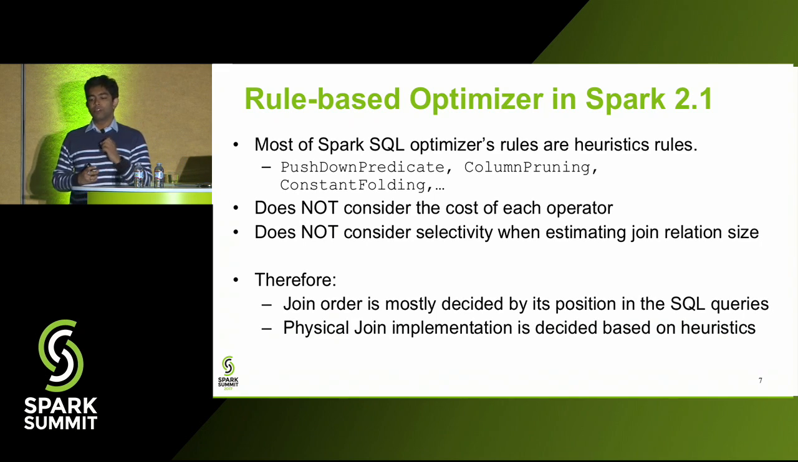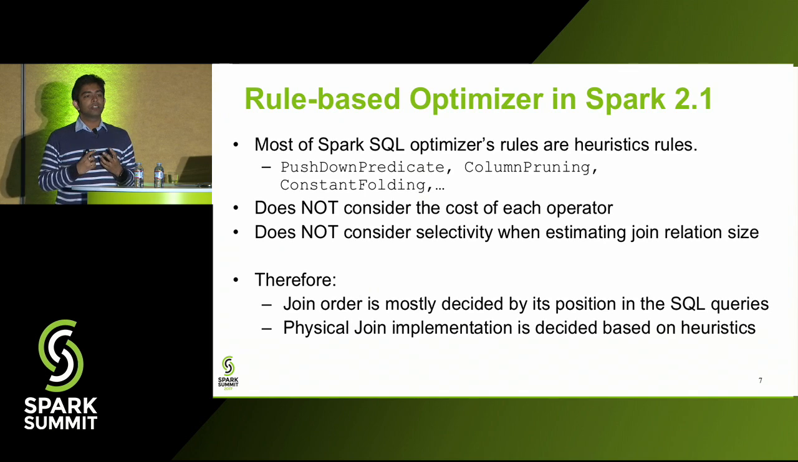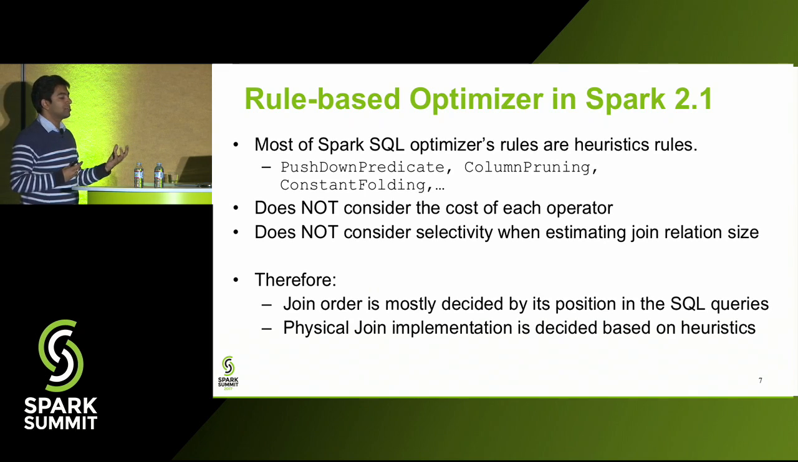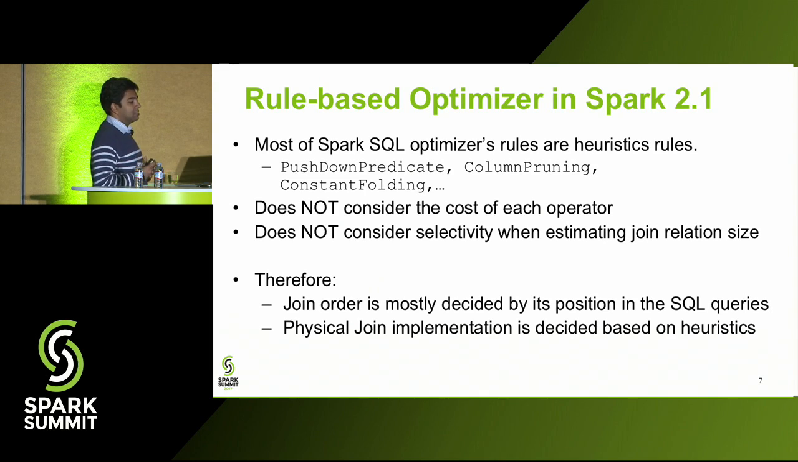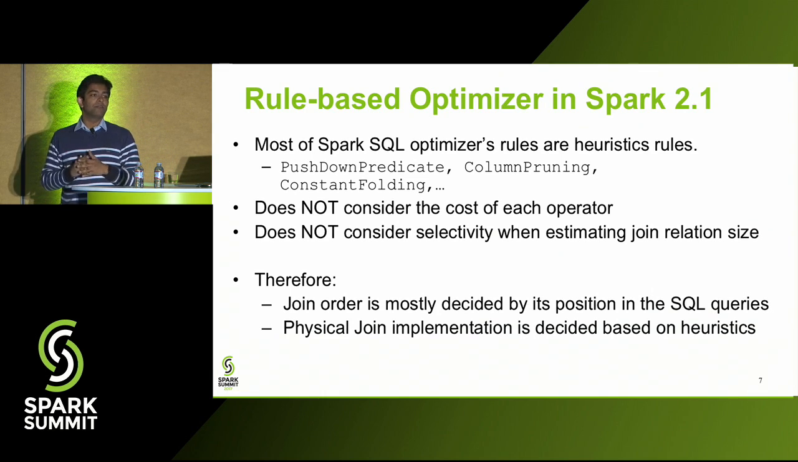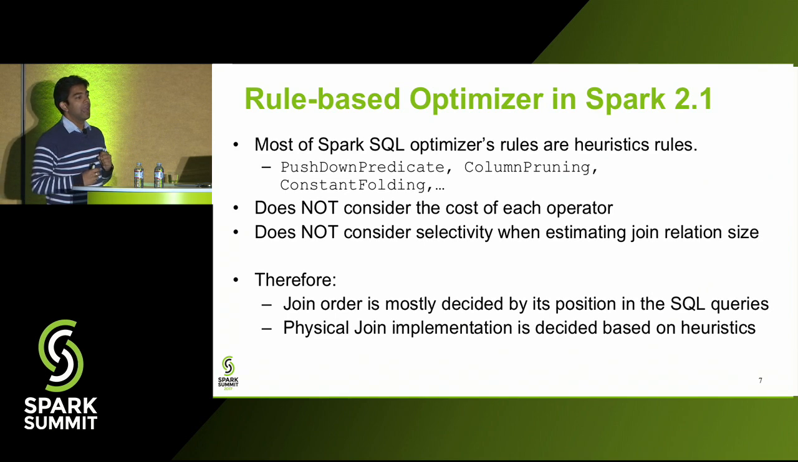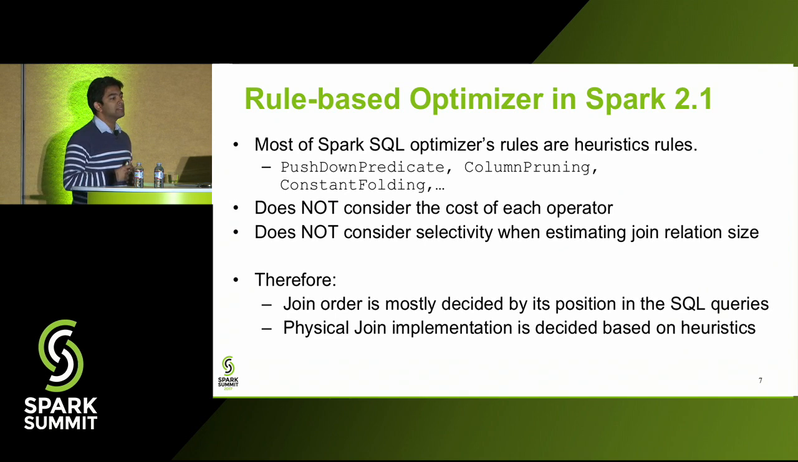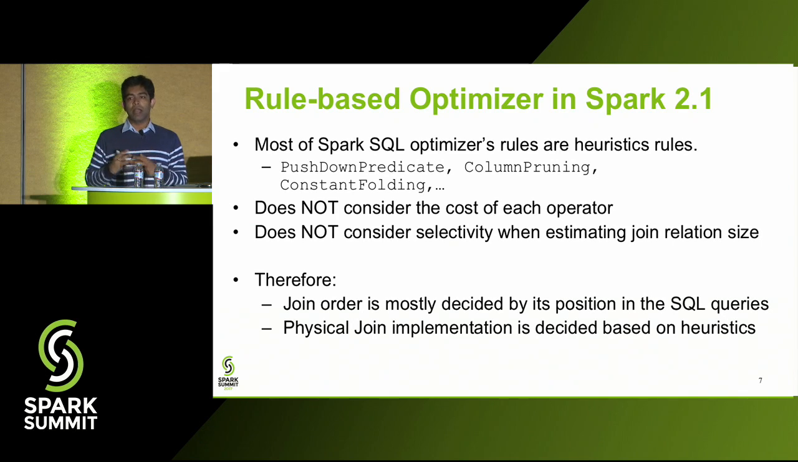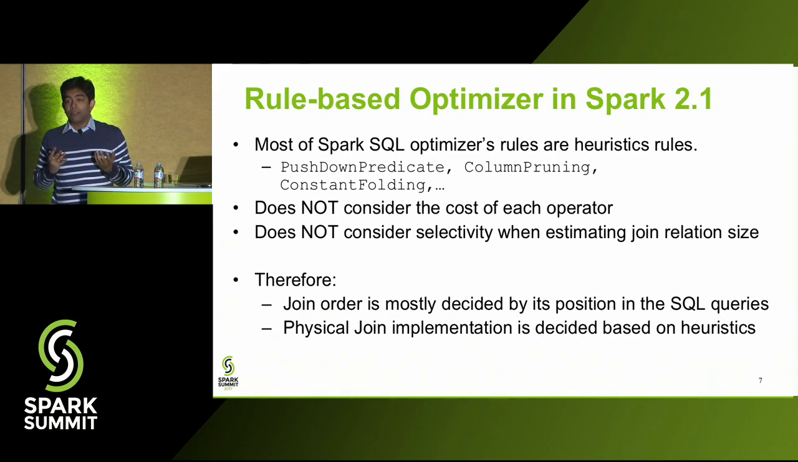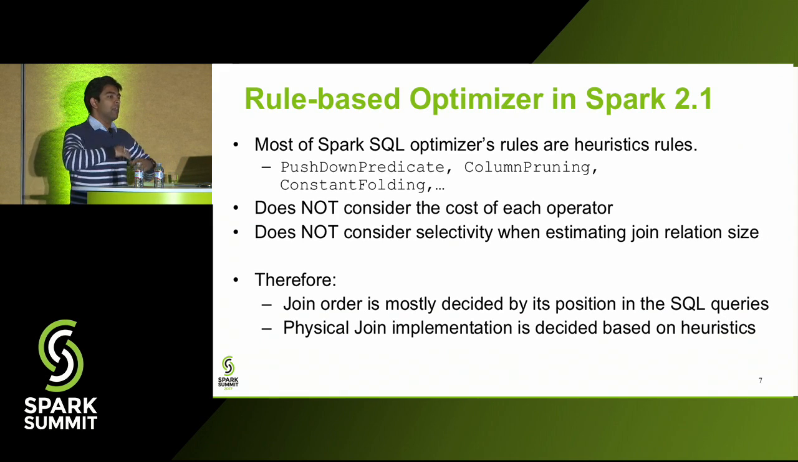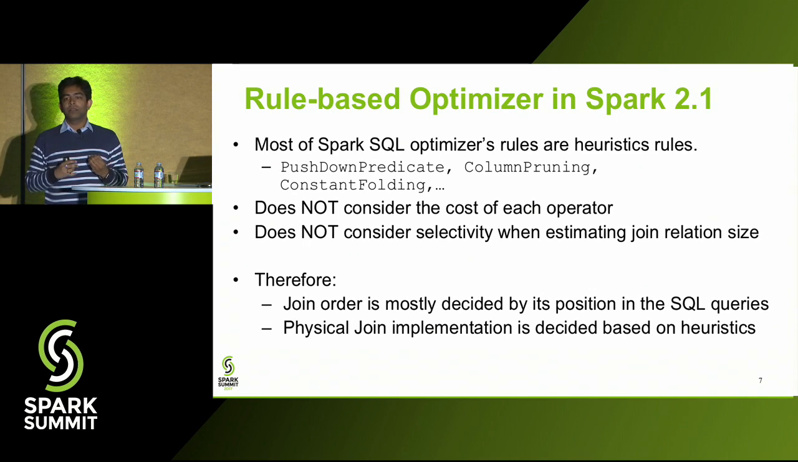What Spark, however, does not do is consider the cost of the operator while it's trying to apply these rules. Secondly, it also does not consider selectivity when it is trying to estimate the join size. And therefore, what really happened was that Spark sometimes created suboptimal plans to execute the query. For instance, the join order, if you have many, many joins in the query, is mostly decided by its position in the SQL query.